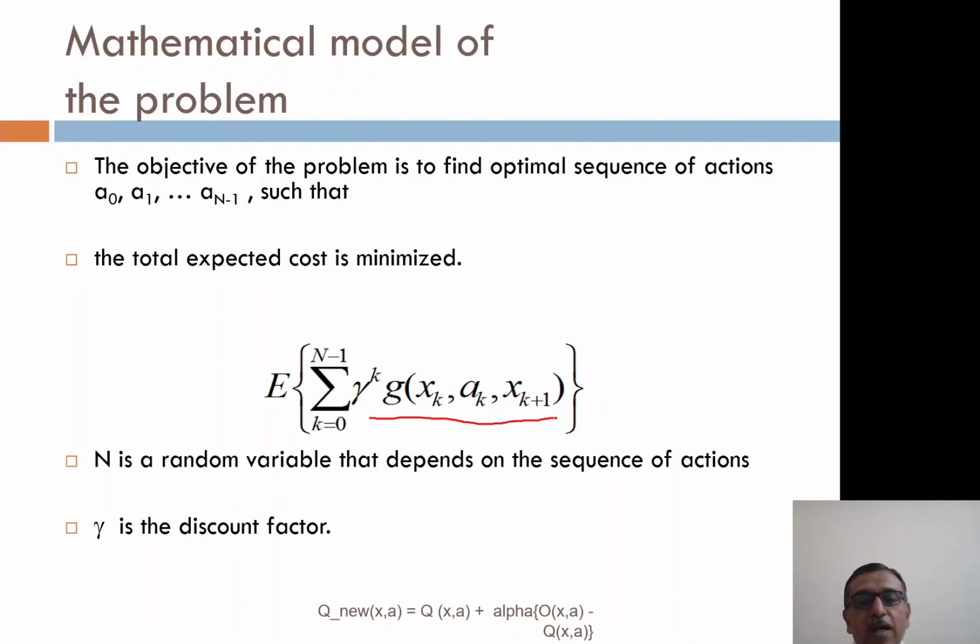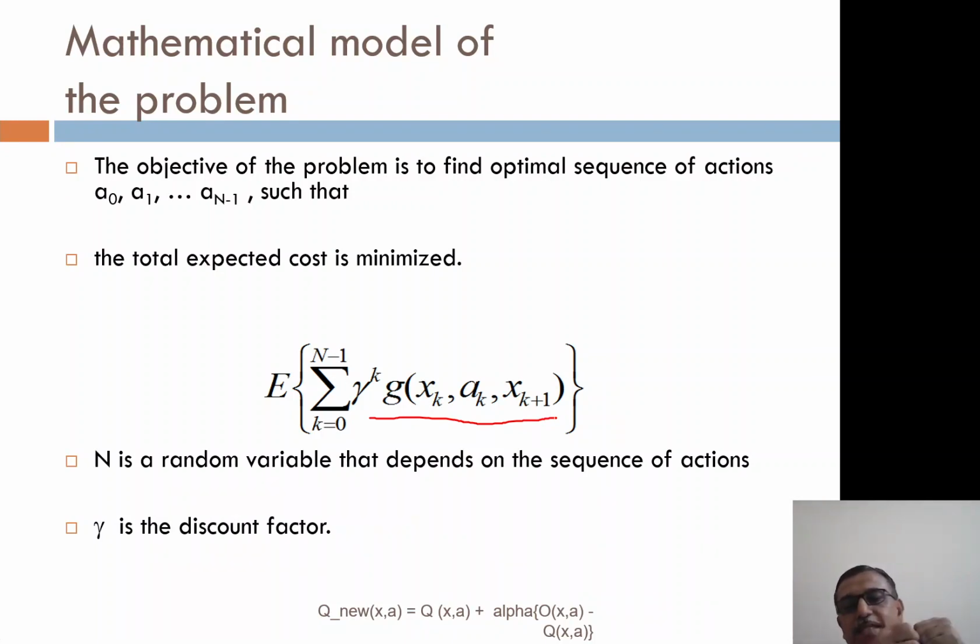So let me explain this term within the curly bracket, within the braces. Sigma k equal to 0 to n minus 1, gamma raised to k g could be written as gamma raised to 0 g plus gamma square g x1 a1 x2 plus gamma raised to 2 g x3 a3 x4, like that up to n minus 1.